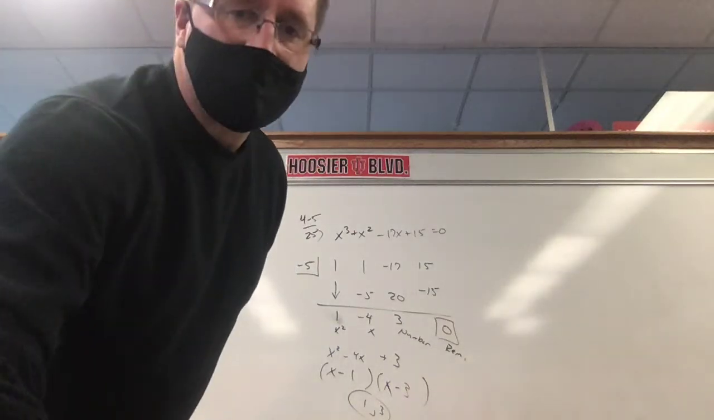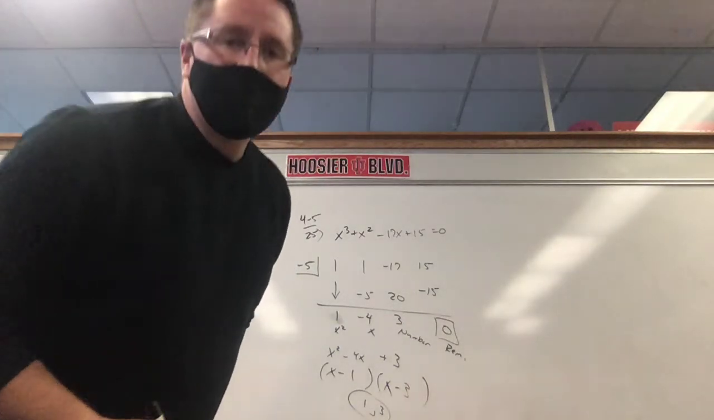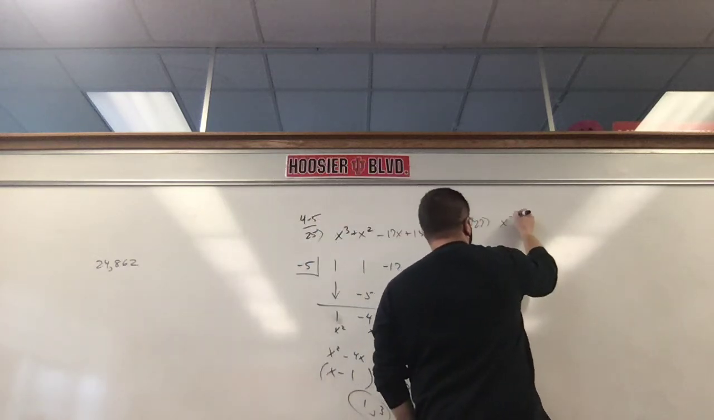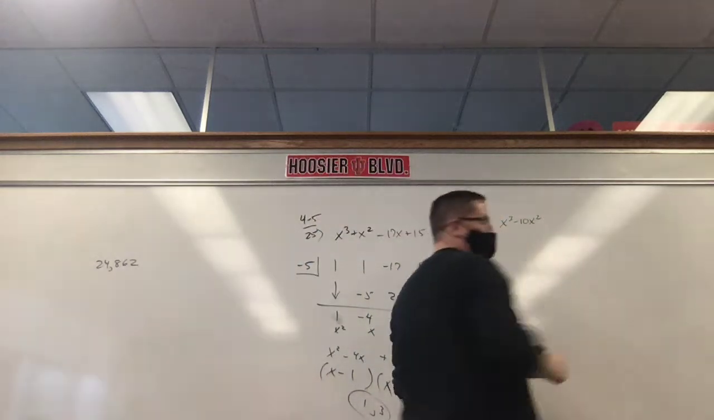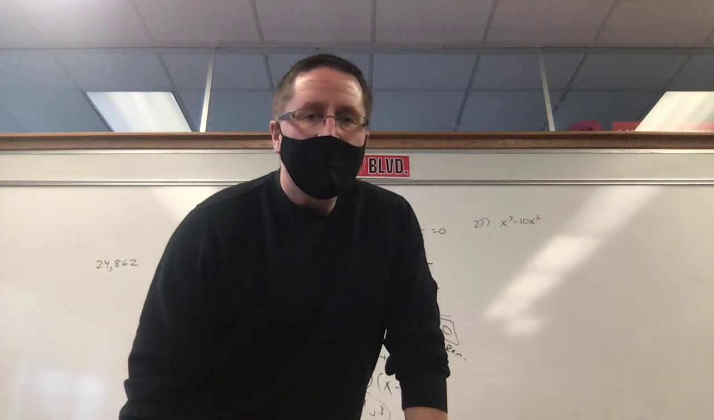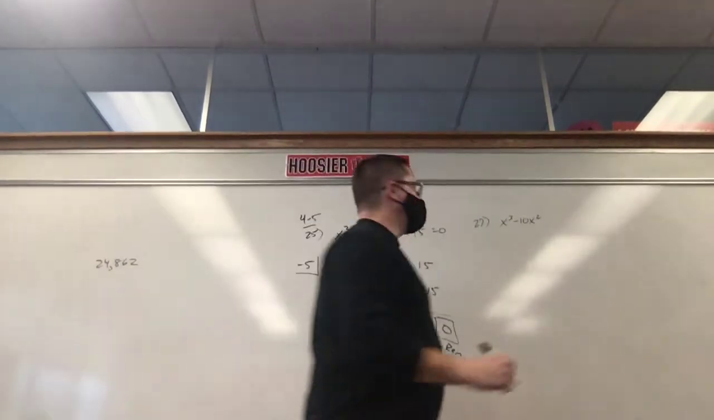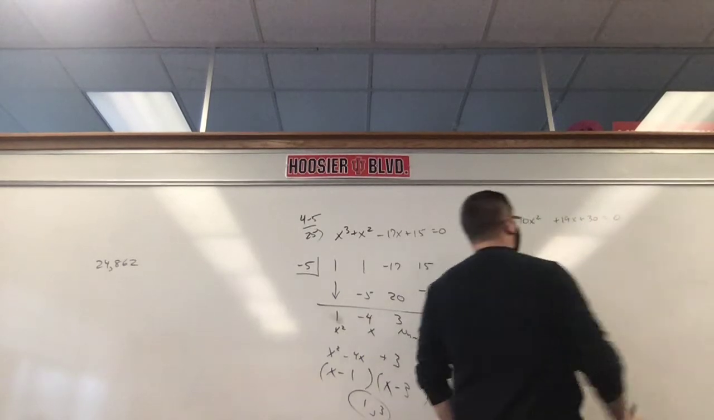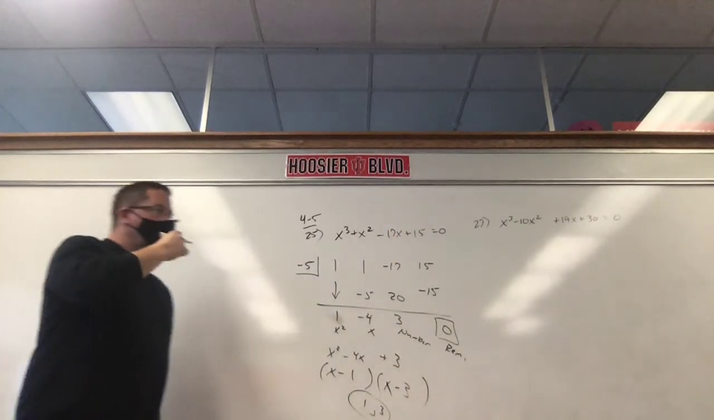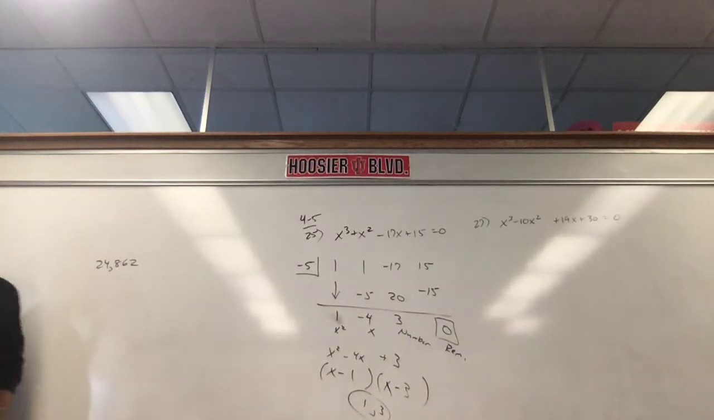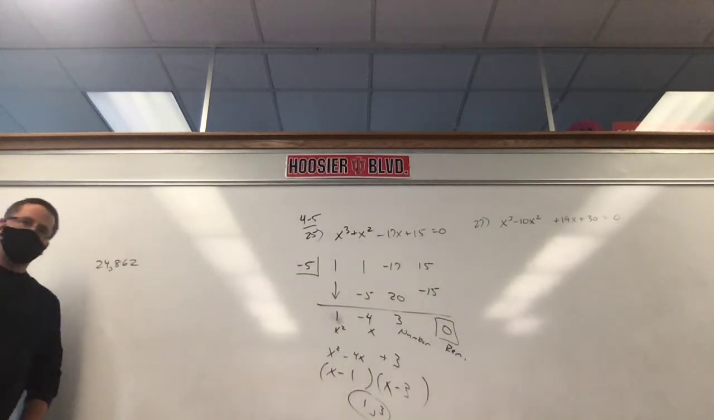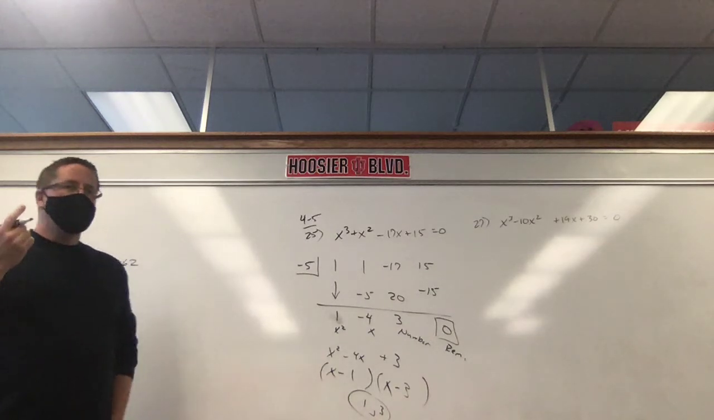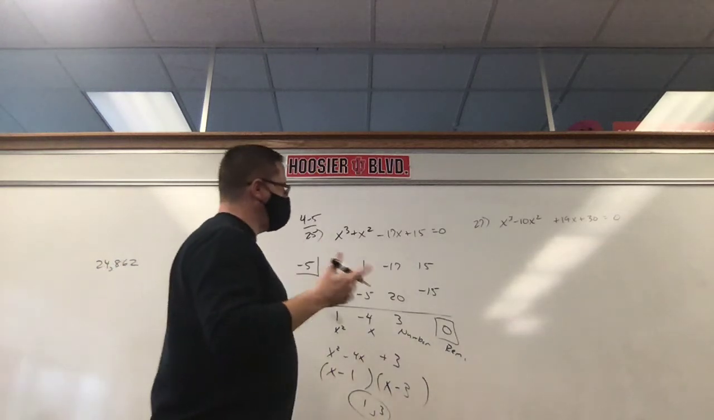All right, so that was 25. Let's look at number 27. Okay, so we have x cubed minus 10x squared plus 19x plus 30. So how many answers are we going to have here? 3. How many am I going to give you? 1, because you need to find all but 2. So I'm going to give you one of the answers.